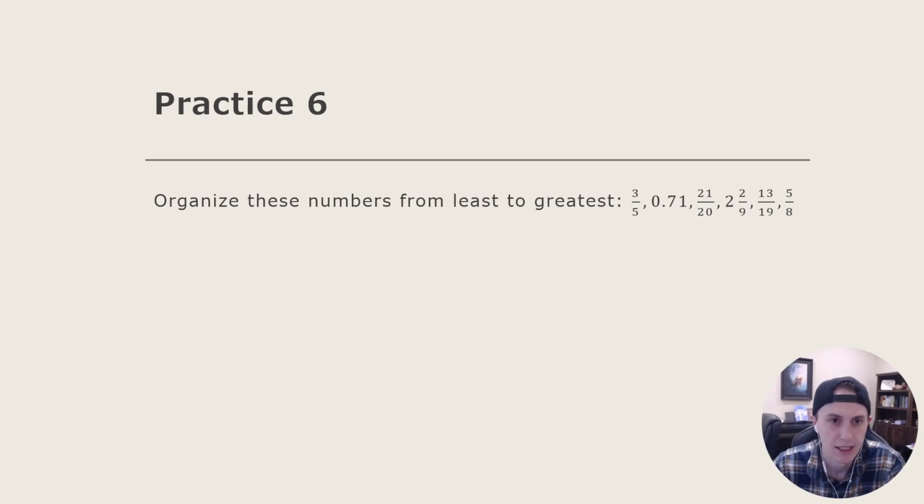All right, last practice problem. Let's pause the video for this one and get it done. 3, 2, 1, let's go. All right, organize these numbers from least to greatest: 3/5, 0.71, 21 over 20, 2 and 2/9, 13 over 19, and 5/8.